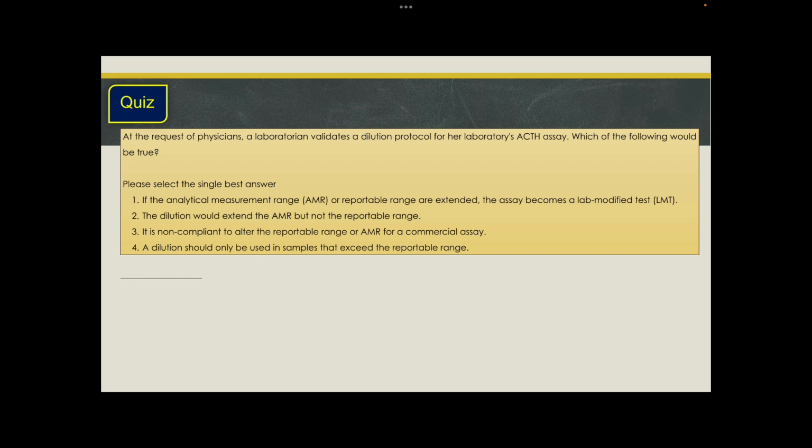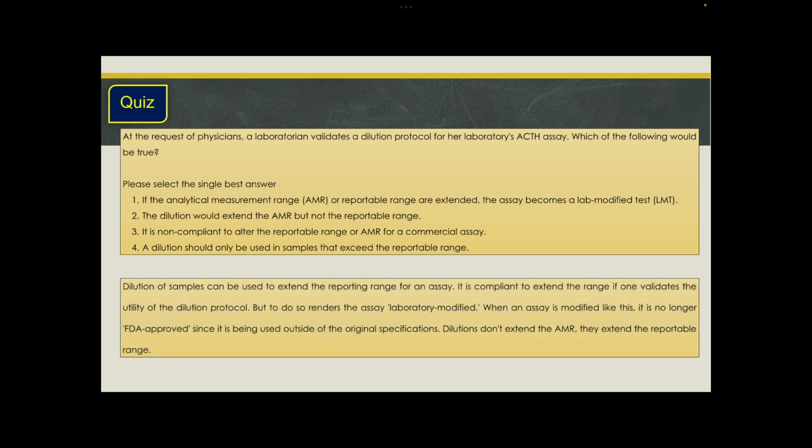The answer: dilution of samples can be used to extend the reporting range for an assay. It is compliant to extend the range if one validates the utility of the dilution protocol. But to do so renders the assay laboratory modified. When an assay is modified like this, it is no longer FDA approved since it is being used outside of the original specifications. Dilutions don't extend the AMR, they extend the reportable range.